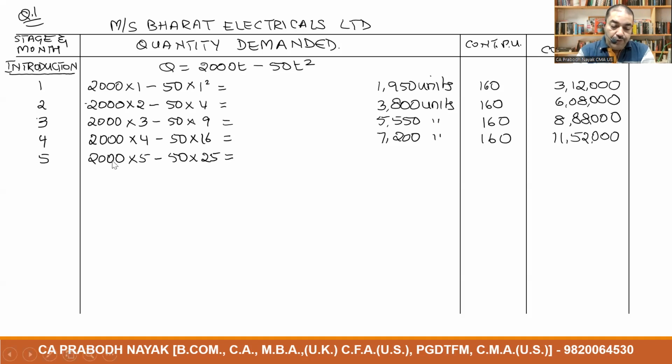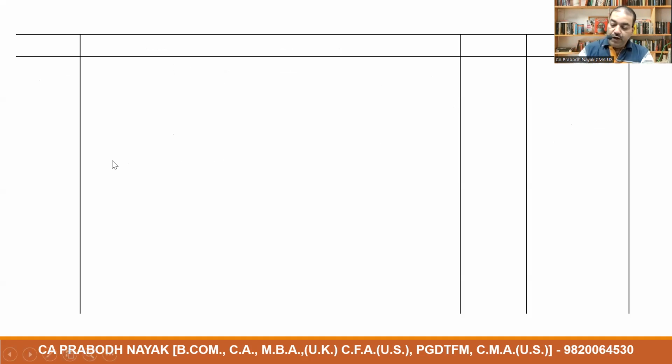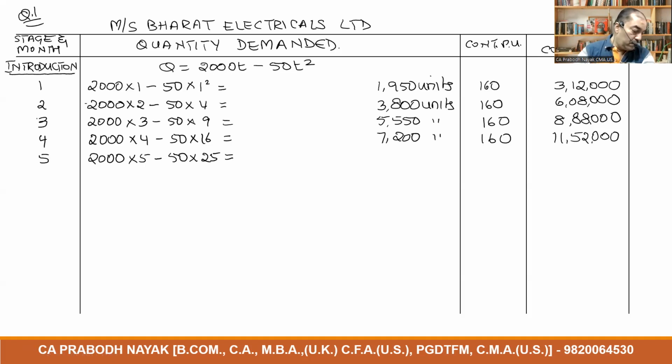Two thousand into 5, 50 into 25. 8,750 units into 160. It's 14 lakhs. Keep a track.